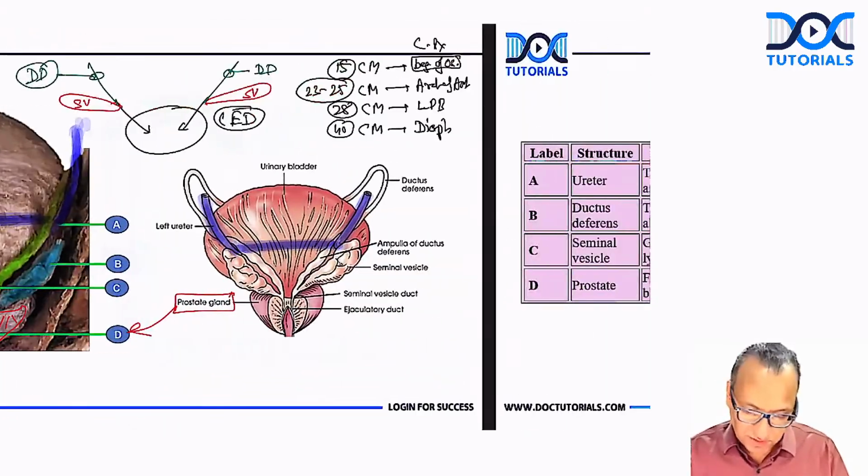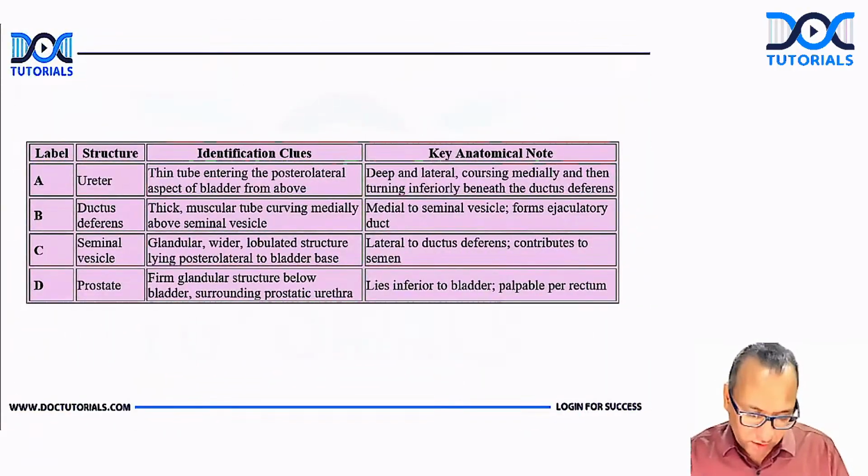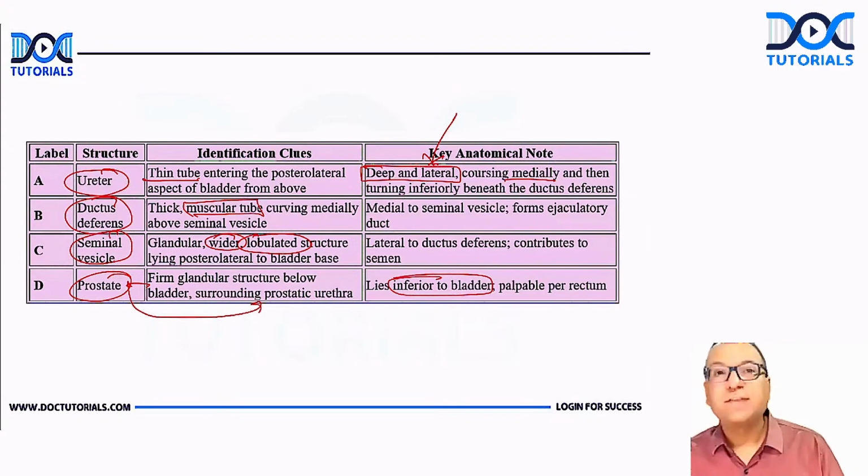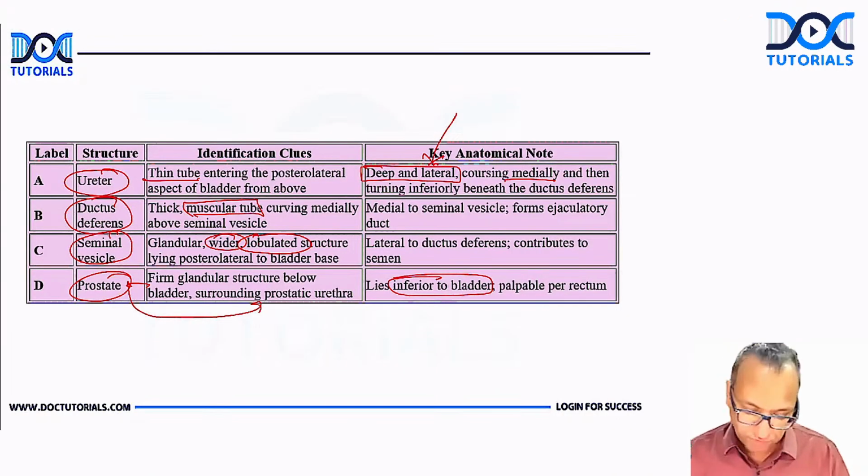So in this, you can just go through some details here. Ureter is a thin tube, deep and lateral. It is actually the lateral most, then it will course medially. If you say ductus deferens, it is a muscular tube. If you say seminal vesicle, it is wider and lobulated, and the prostate, of course, will be inferior to the bladder. So these are the things which you can use to identify the structure.